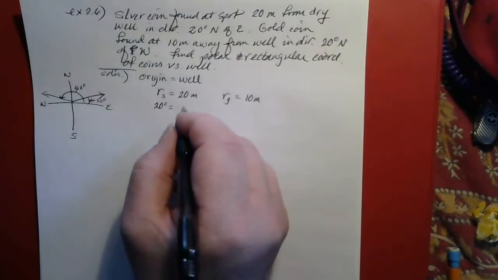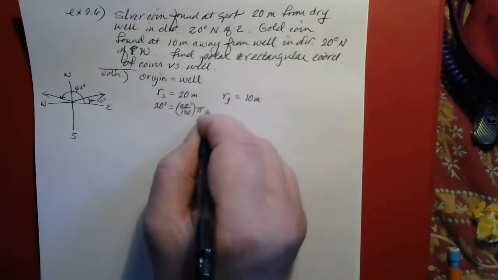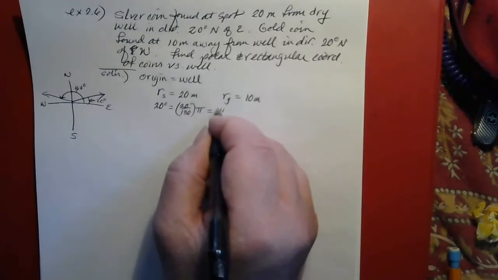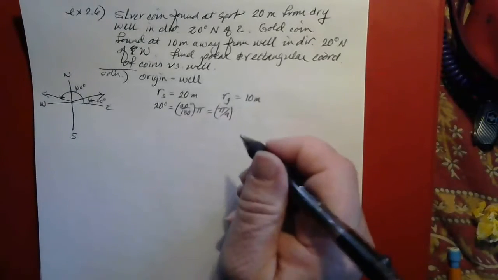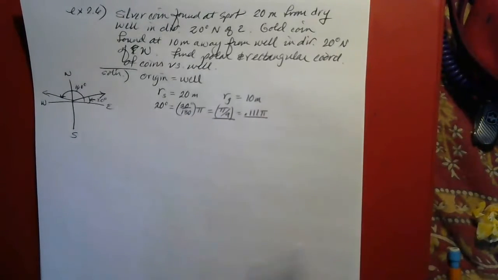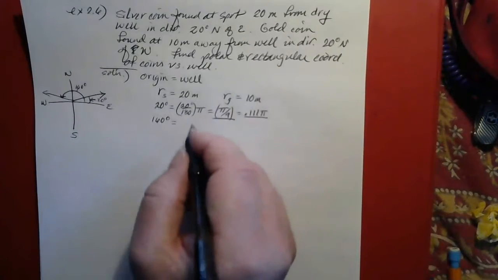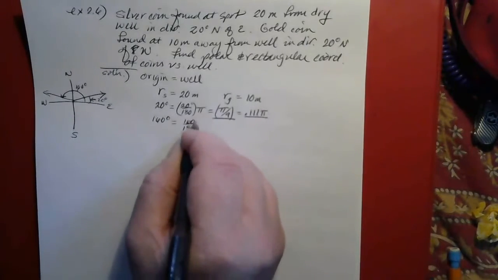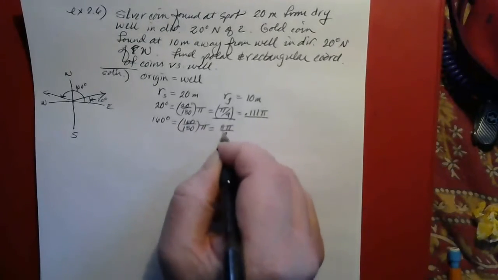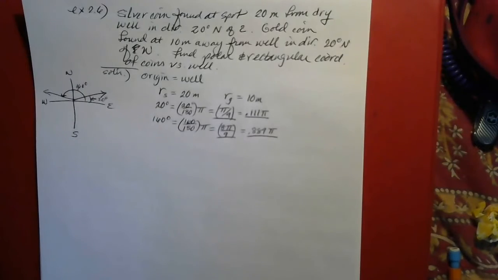20 degrees in terms of radians is going to be equal to 20 degrees over 180 degrees times pi, which is, the book likes to use fractions for these, so you can think of that as pi over 9 or 0.111 pi, because 1/9 is 0.111. 160 degrees would be 160 over 180 times pi, which is 8 pi over 9 if you want to reduce the fraction, or 0.889 pi, whichever you prefer.